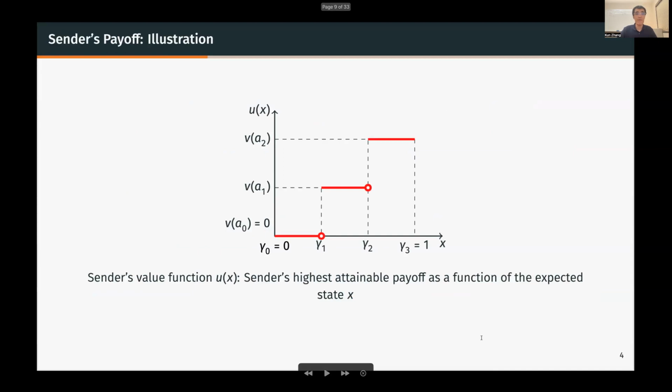To illustrate the sender's payoff, it is useful to introduce the sender's value function, which maps her highest attainable payoff as a function of the expected state. Because there are only 3 actions, the value function is just a 2-step function, as shown here. When the expected state is between 0 and gamma_1, the receiver optimally plays action A0, and the sender gets this payoff V of A0. When the expected state is between gamma_1 and gamma_2, the receiver plays action A1, and this is what the sender gets, and so on.